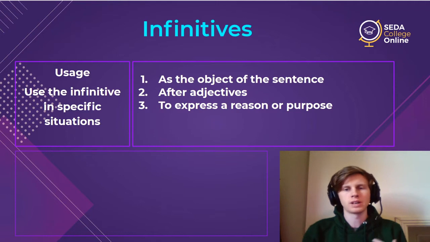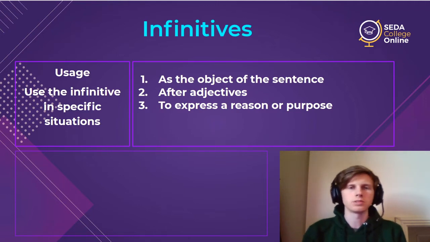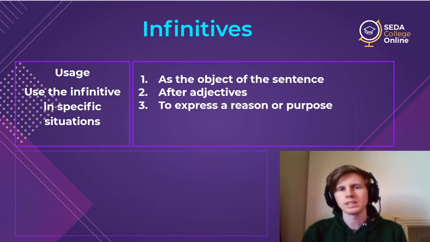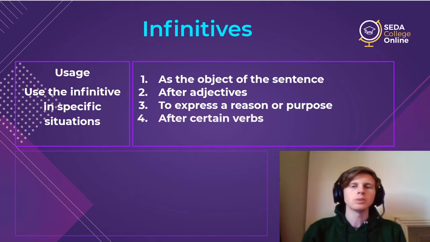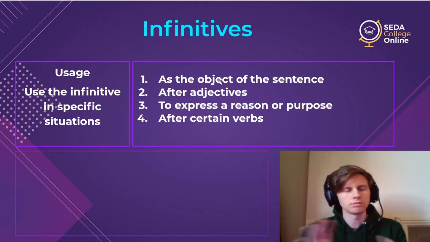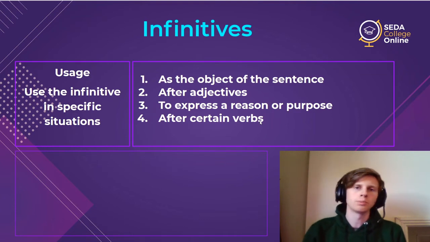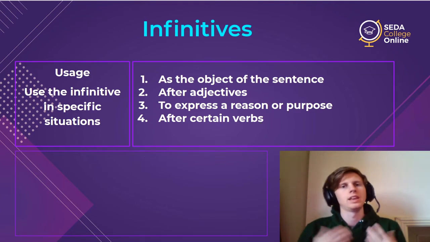Or to express a reason or a purpose. So another way we use infinitives always is if you say a sentence and you want to add a why, you can use an infinitive. And then finally, we use infinitives after certain verbs. Well, this is really number 1 and 4 together. So after a verb is usually the object, not always, but usually. And so certain verbs require object infinitives.